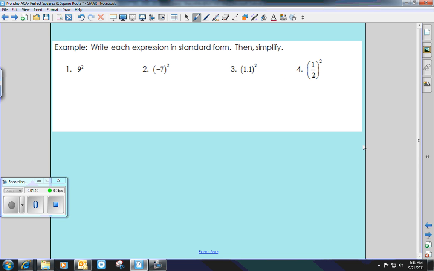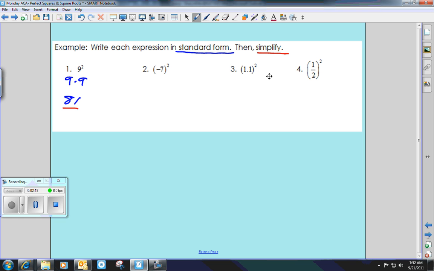In these examples, we're writing each expression in standard form and then simplifying. So standard form here is I'm going to write out my product of my factors. 9 squared would be 9 times 9. And then what I'm going to do is multiply 9 times 9 and get 81 for the simplify part. 81 is my simplified expression. I'm going to have you do number 2 by yourself. We've talked about negatives and exponents already.